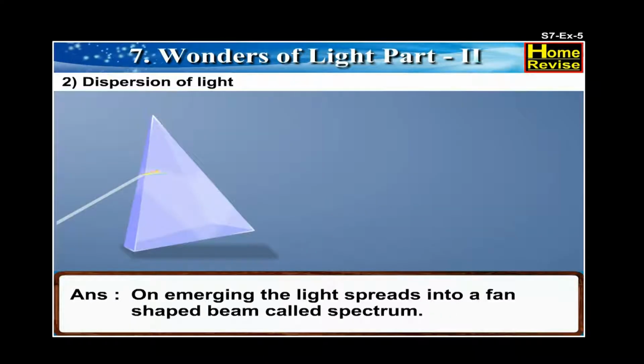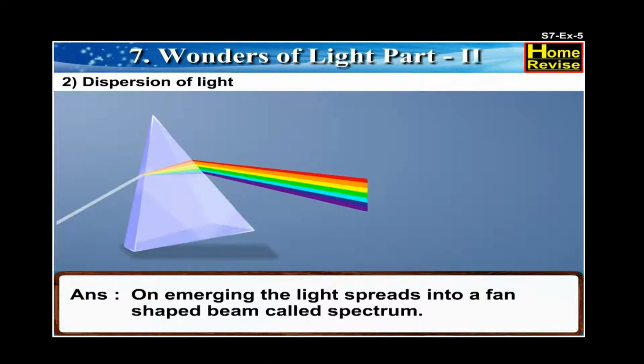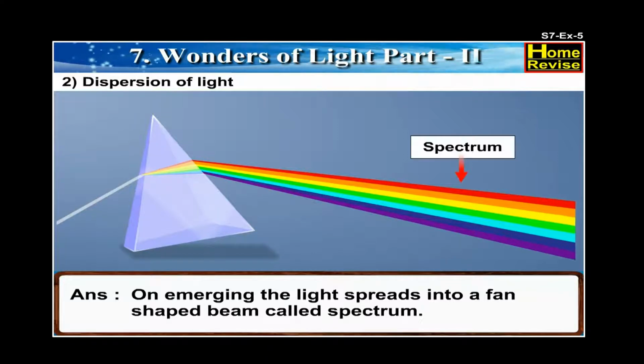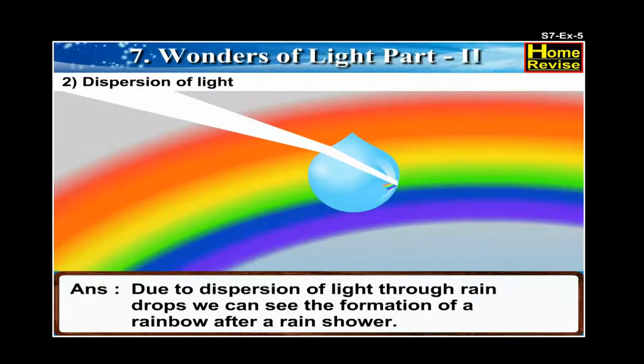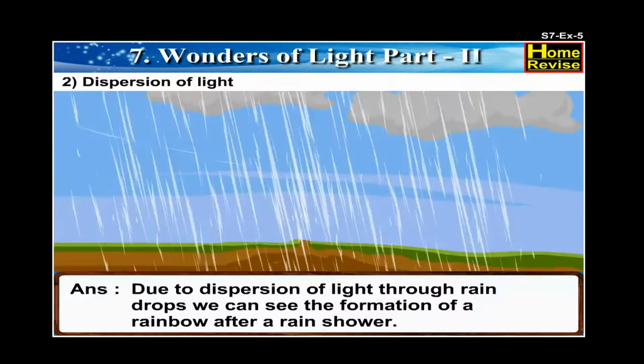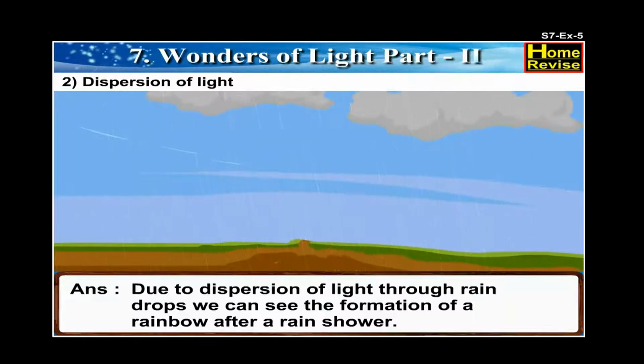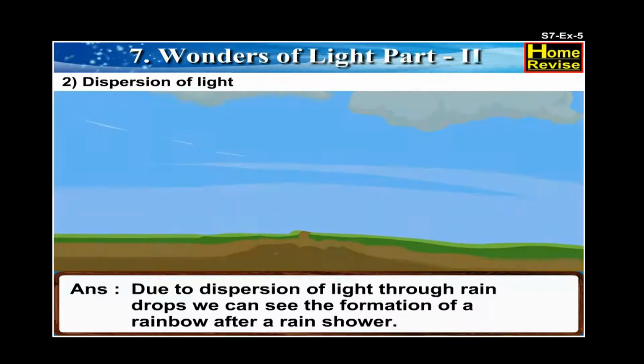On emerging, the light spreads into a fan-shaped beam called spectrum. This phenomenon is known as dispersion of light. Due to dispersion of light through raindrops, we can see the formation of a rainbow after a rain shower.